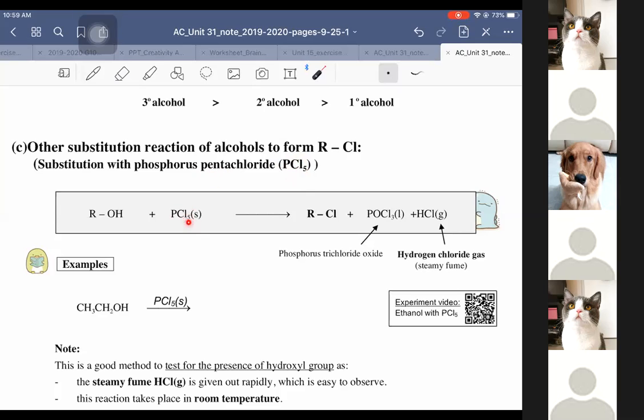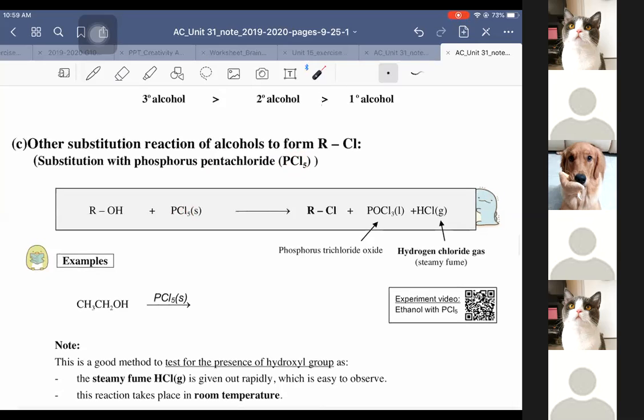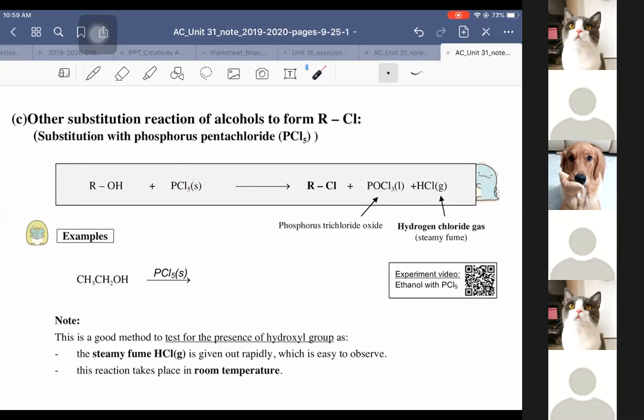So what's special about this reaction? Again, we are going to form the haloalkane, but here we get some side products. The first one is POCl3, and this is in liquid state. And also we have HCl. This one is a gas, hydrogen chloride gas. It's not hydrochloric acid. This gas is a steaming fume, so you can actually observe it quite easily.